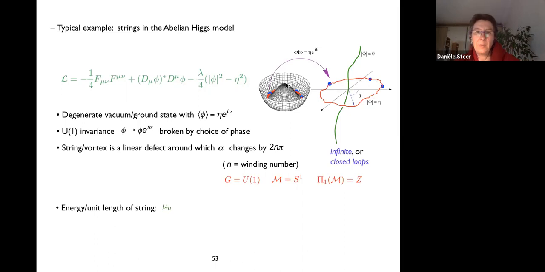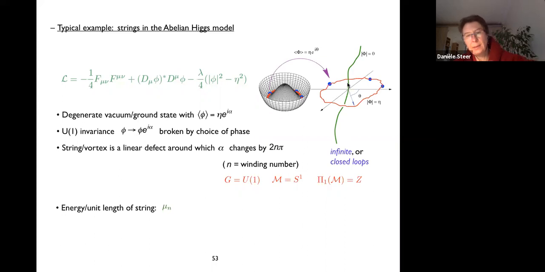If the field is continuous, the only place where it can be in the middle is sitting at phi equals 0. And if it's sitting at phi equals 0, it has larger energy than when you're outside the string, where you're on the vacuum manifold. So essentially, you have a point in the middle where the field is sitting at phi equals 0, so you have more energy.